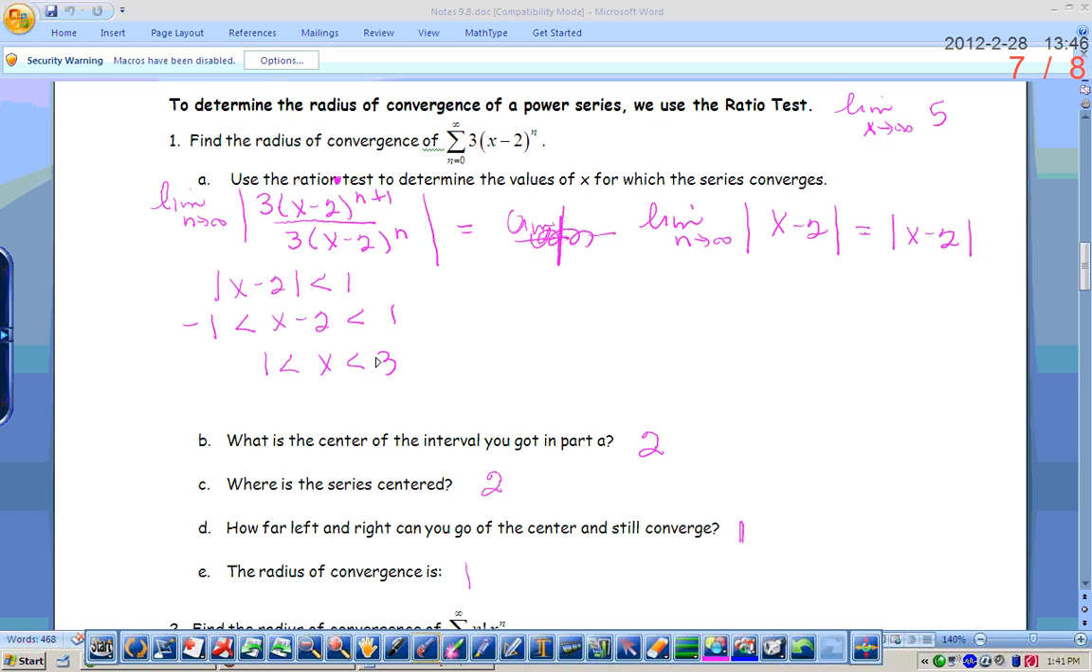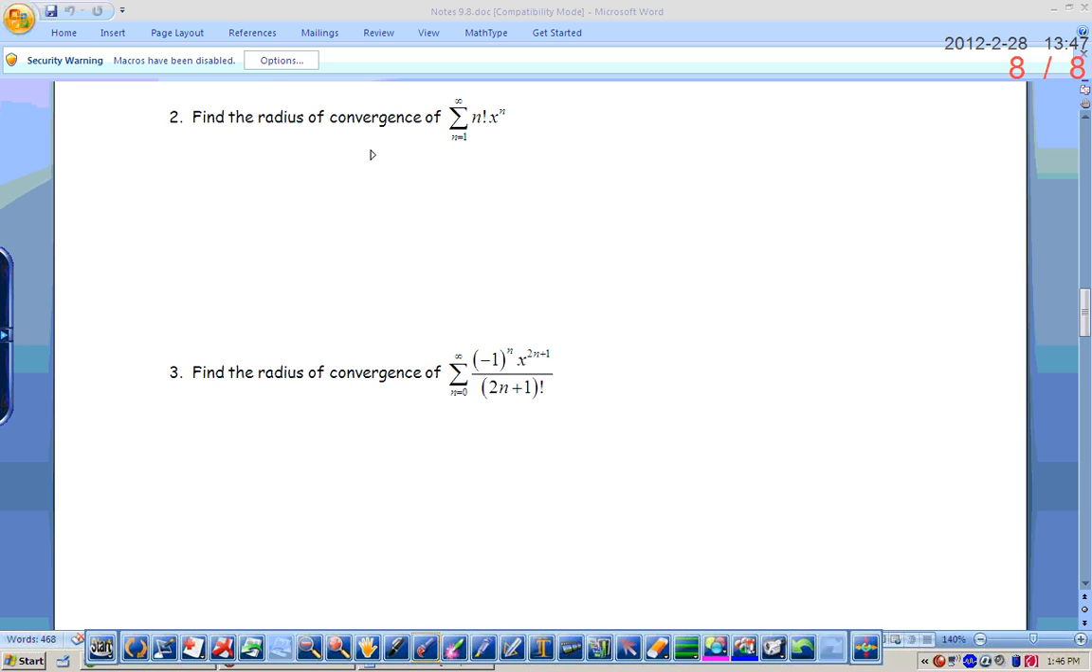All right, right now, 1 and 3 are actually not included in that interval, but we're going to go ahead and say that the radius is 1 because it's getting infinitely closer to 3. And it may or may not include the endpoints, and that's what we're going to talk about in just a second.